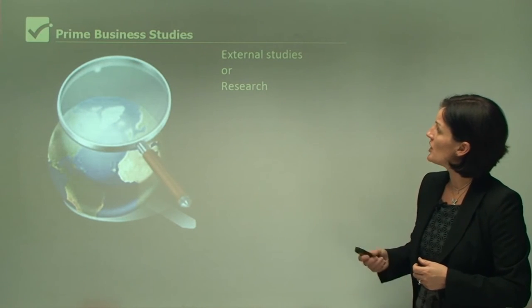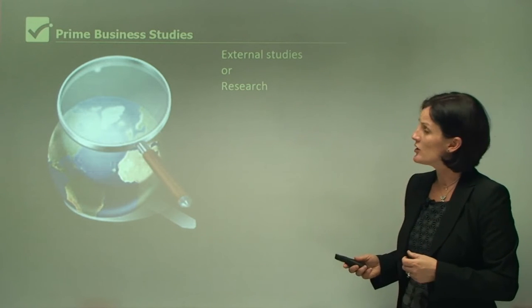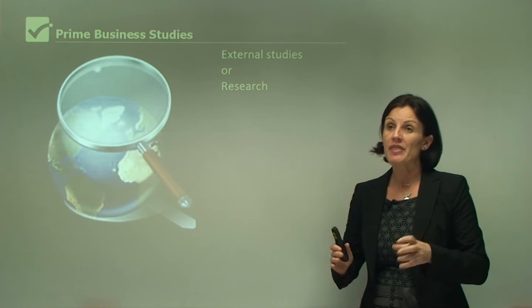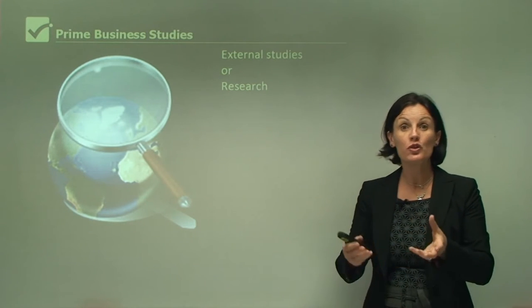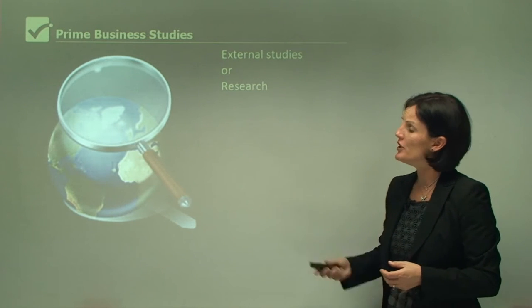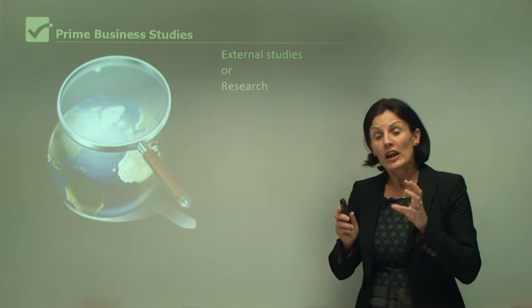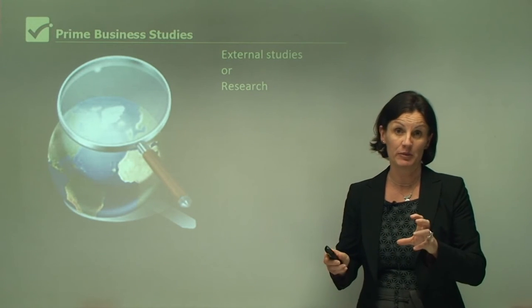Now, external studies and research are also important. External research is done by a body and they collect data, they analyse that data, and then you can use that data for whatever way you want to. The fast food industry, for example, uses external research for their product development.